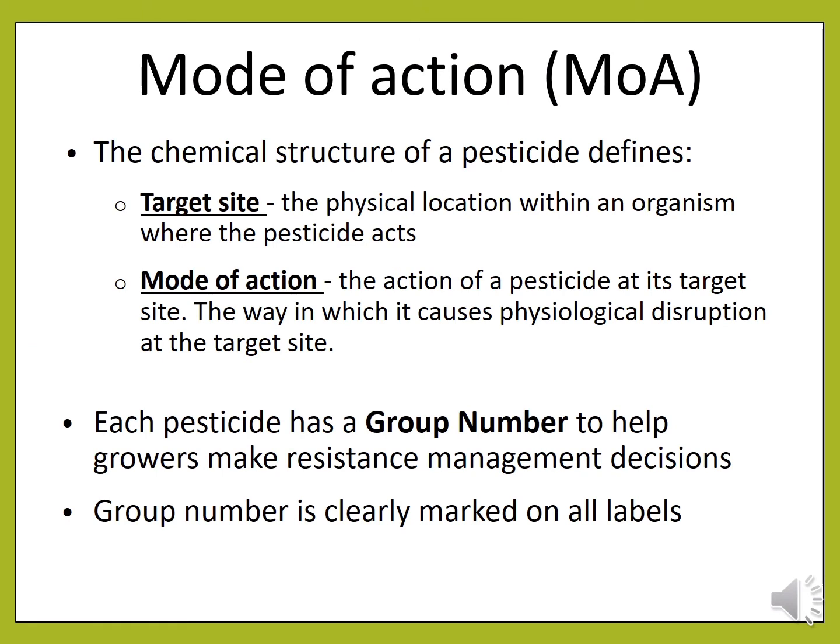The mode of action is the chemical structure of a pesticide that defines the target site, which is the physical location within an organism where the pesticide acts. The mode of action is the action of a pesticide at its target site, the way in which it causes a physiological disruption at the target site. Each pesticide has a group number that was assigned to it by the resistance action committees for that type of pesticide. These group numbers help growers make resistance management decisions. The group number should be clearly marked on all pesticide labels.